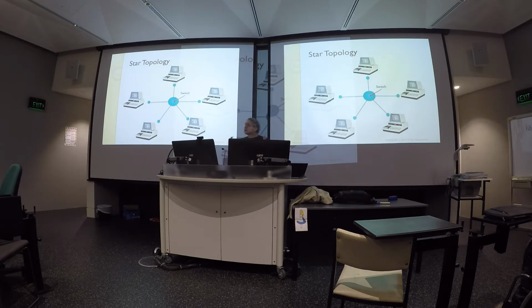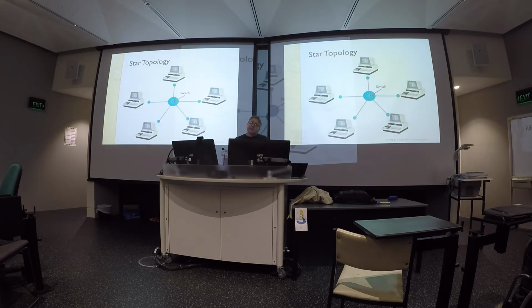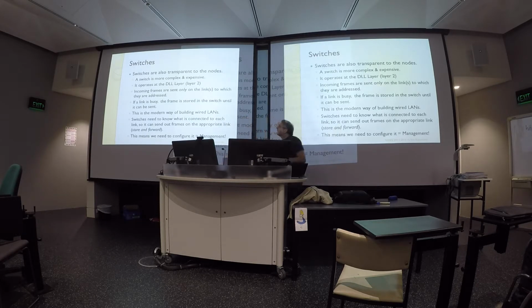So the switch is now sitting there at level 2, and it has a presence in the network that these guys could potentially see. They don't, but that's because they don't care rather than they can't. Because if they had to care, they'd have to think about it, and they don't want to think about it. So in general, switches are transparent to the nodes.